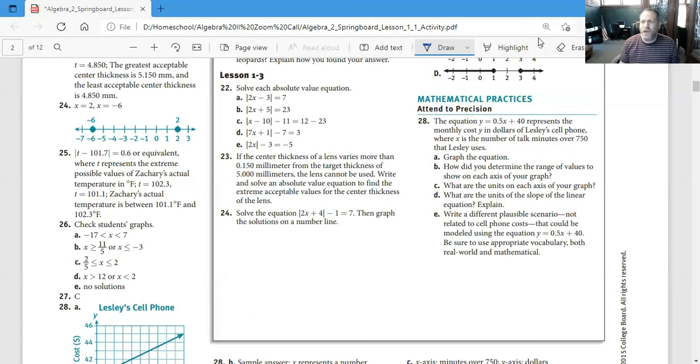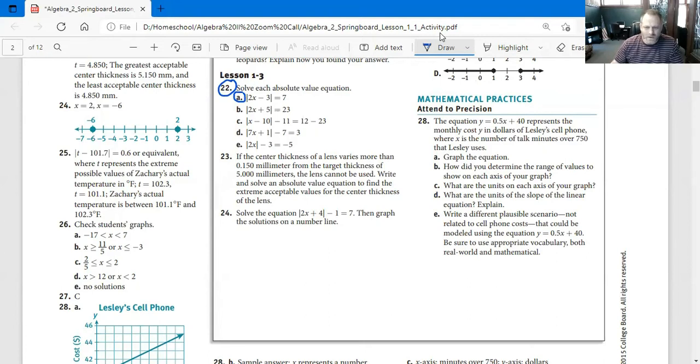This is JD Tutor, and I'm here to teach you some Algebra 2 Springboard textbook. And we're going to do lesson 1-3, activities 22 through 28. All right, guys. So let's take number 22, solve each absolute value equation. Let's start with A.